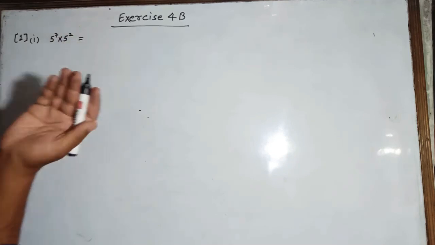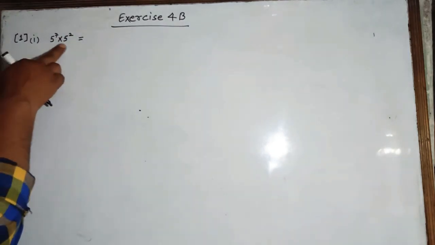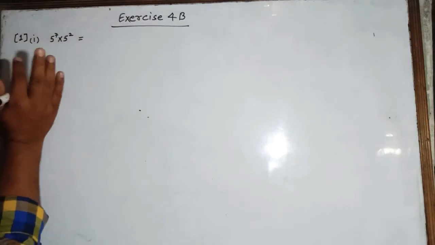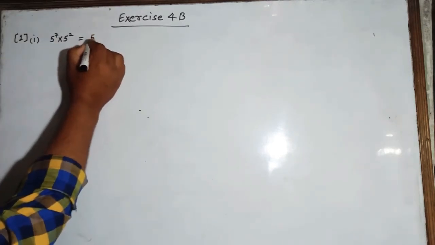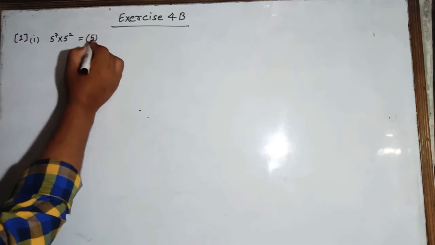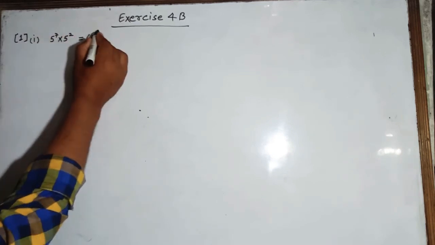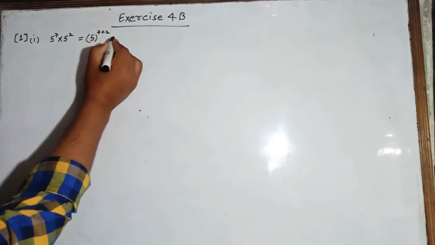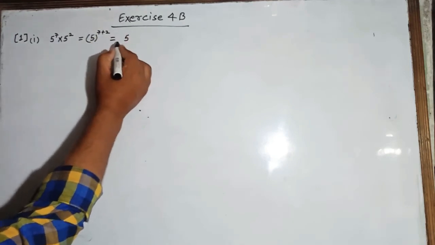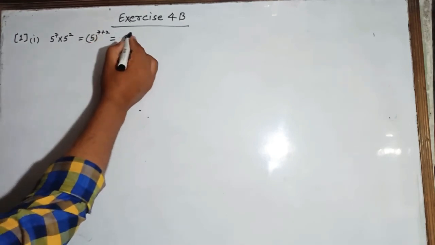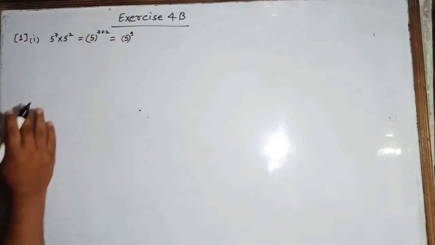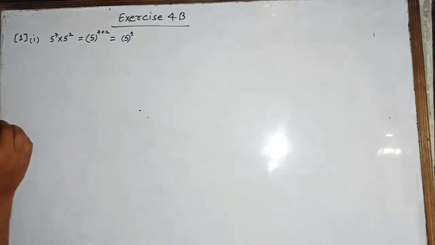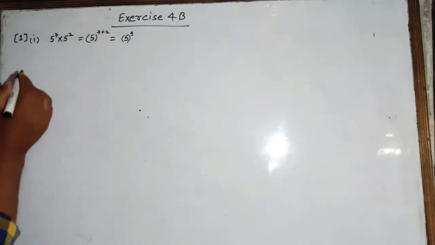As we have learned in the previous video, if the base is the same and the indices are different, then in multiplication we can write 5 to the power, and the powers we will add: 7 plus 2, which is 9. So 5 to the power 9 will be our answer. Or like this you can write 5 to the power 9. In the same way, one more part.